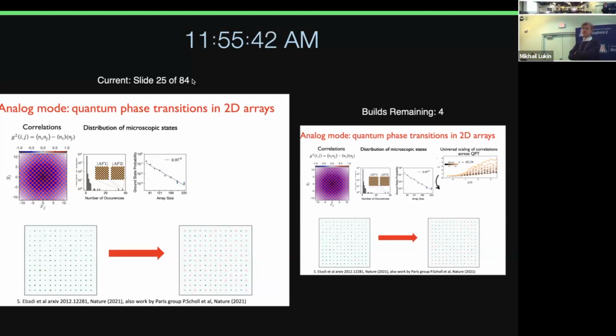Any other questions? Just for clarification, we see that we kind of lose the correlations as we go towards the edges. Is it because of the edge effects? Well, yeah, it's a very good observation. On this plot, these correlations basically extend almost across the entire array.